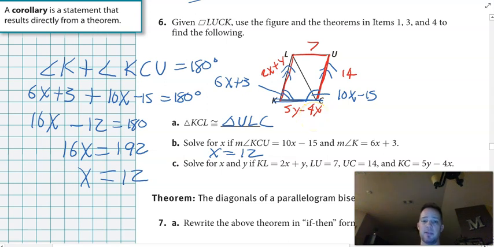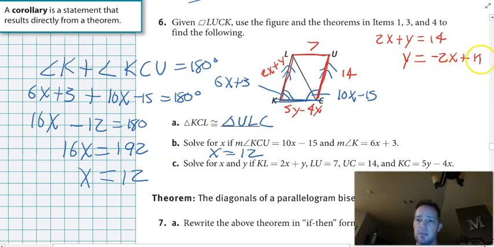So I know that the opposite pieces are congruent. So the two left and right sides, KL and CU, I know that 2x plus y equals 14. I'm going to go ahead and solve for y on this one so that I can use substitution eventually. We're going to have a system of equations we can use. So subtract 2x from both sides, y equals negative 2x plus 14.